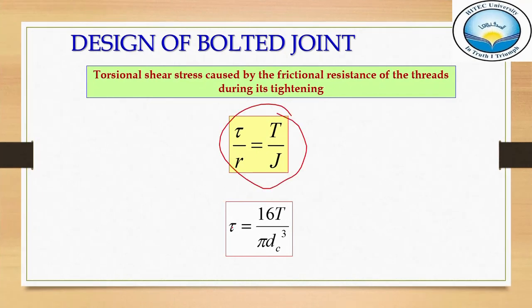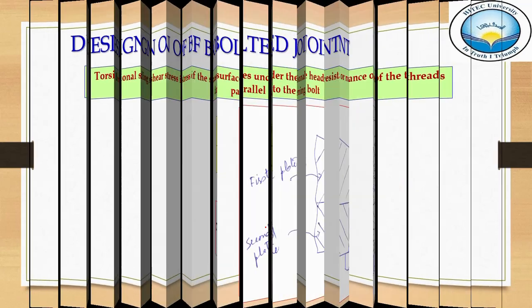This, by the way, is called the shearing stress due to tightening, and that is 16 T over pi d cubed, where this T is the tightening torque, the rotational torque, and d is the core diameter of the bolt. So this is an idea that there is a resistance during tightening, and the shear stress generated by the resistance is 16 times T divided by pi d cube.